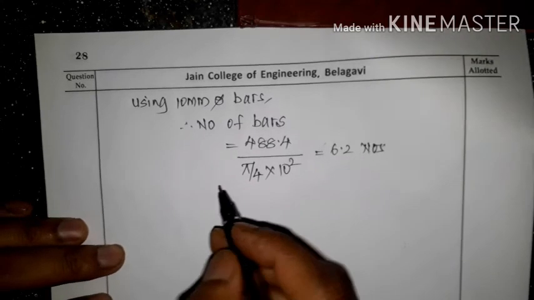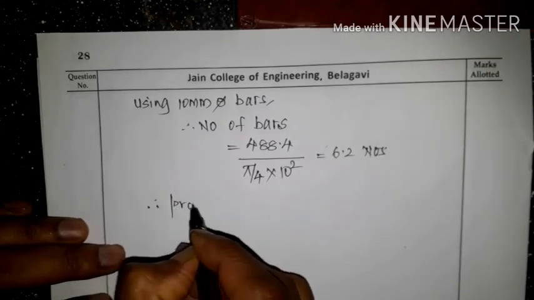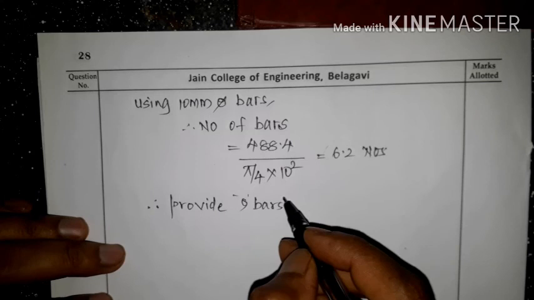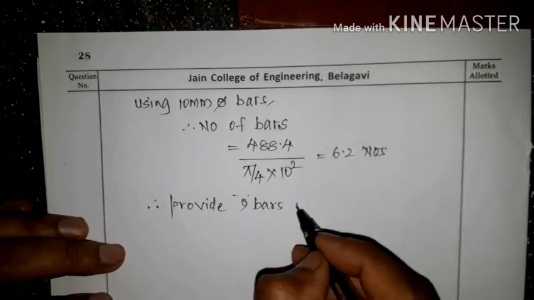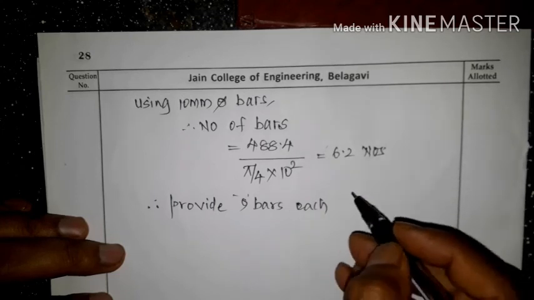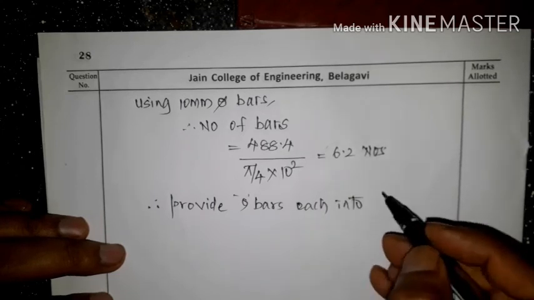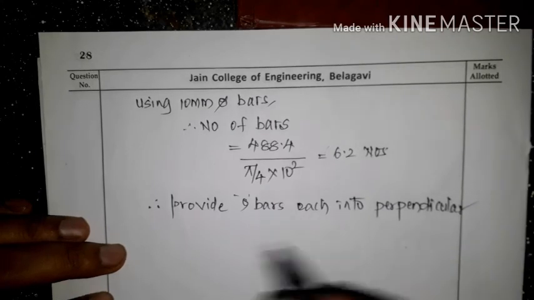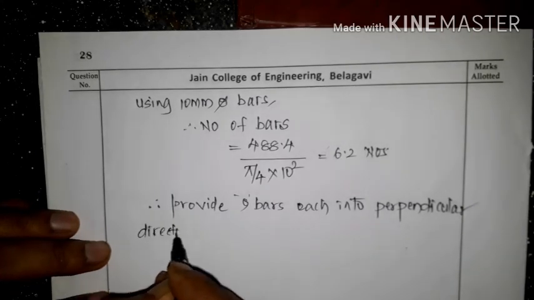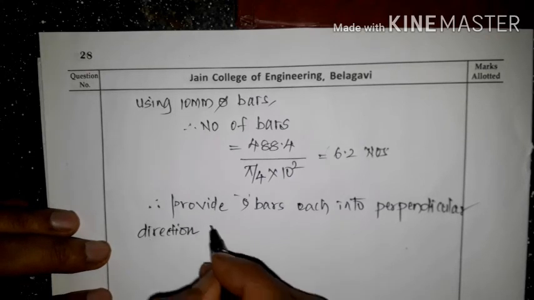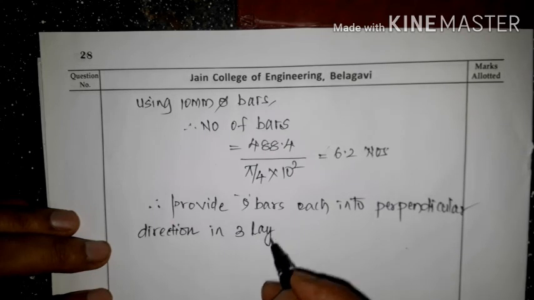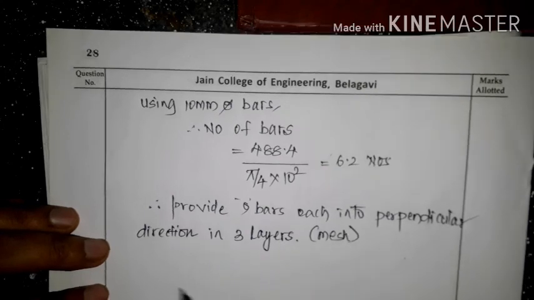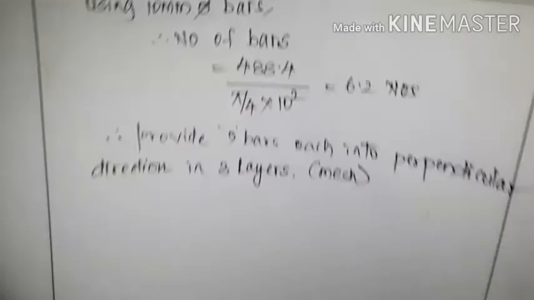So I will write here. Therefore, provide 9 bars each into perpendicular direction in 3 layers, so that we have to provide as a mesh. So I'll just show you how to provide those bars.